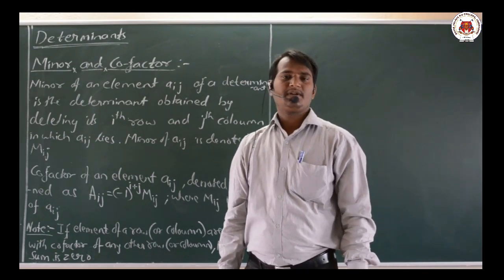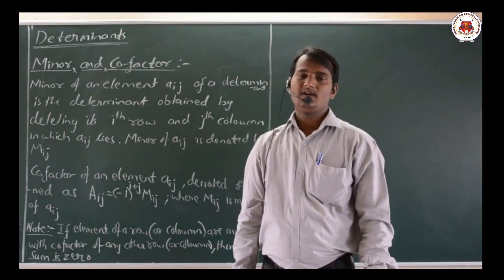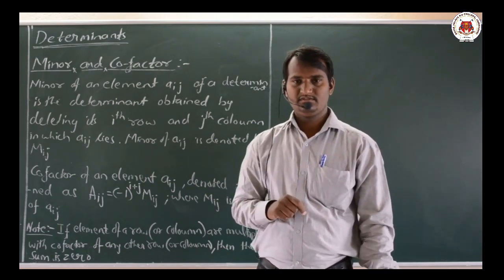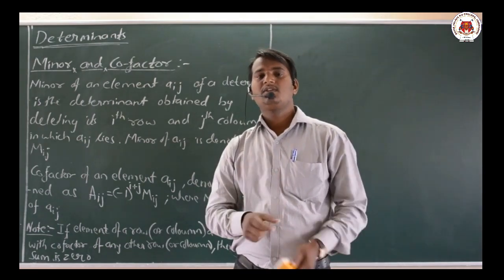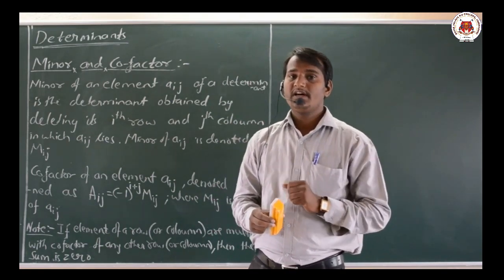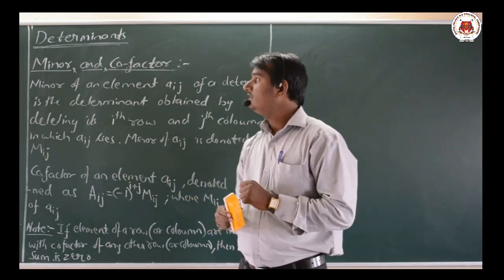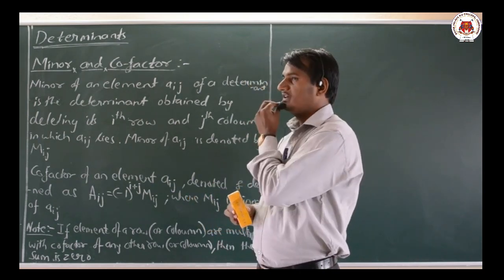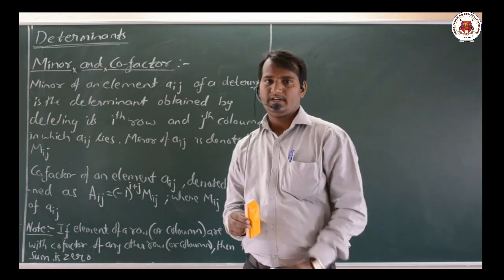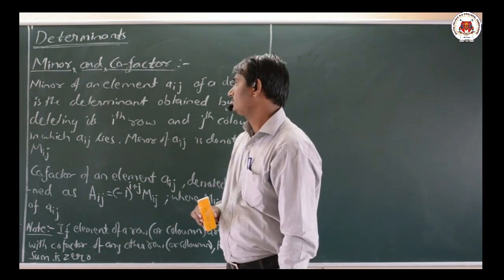Dear friends, in the previous class we had seen the application of determinants, that is, how to find the area of the triangle. We also saw a lot of examples related to that topic. Now in this session, we shall see one more important topic, that is finding the minor and the cofactor of the determinant.